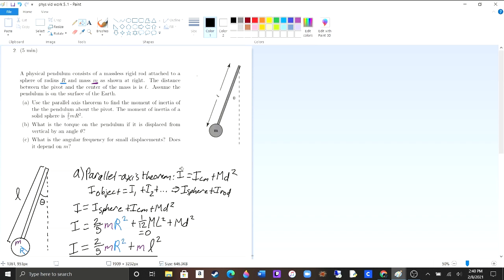And that's how you do this problem. Mostly it deals with inertia and torque. And that is the solution.